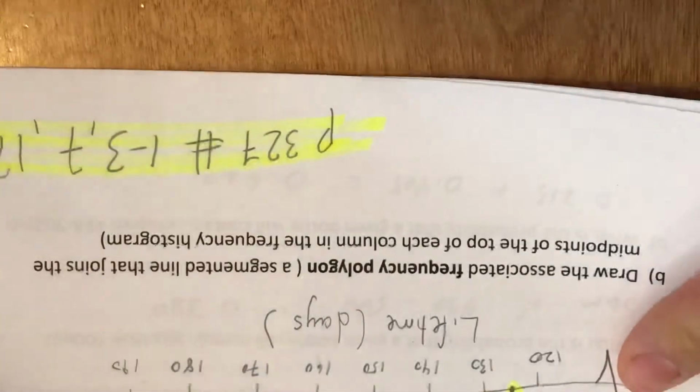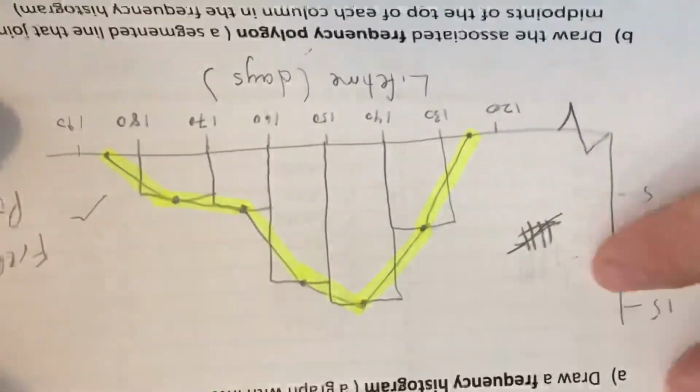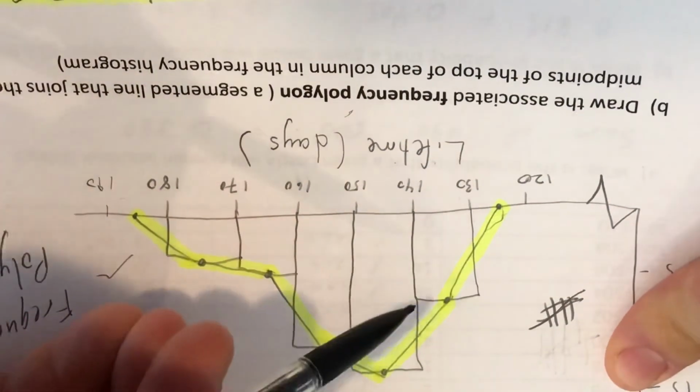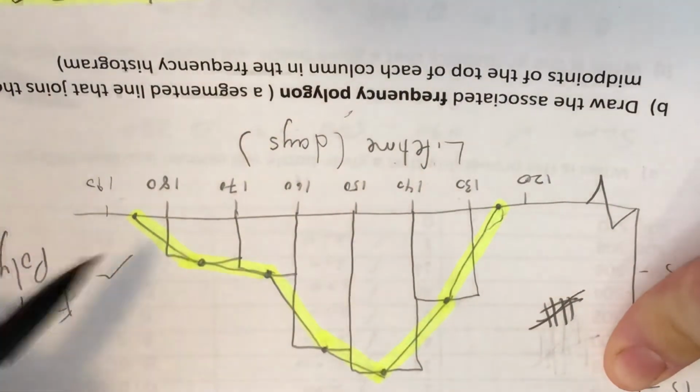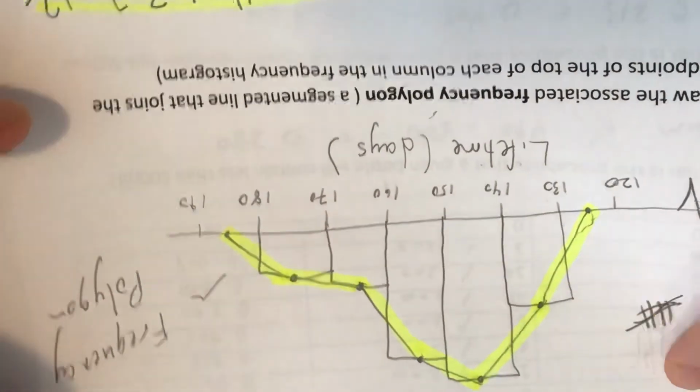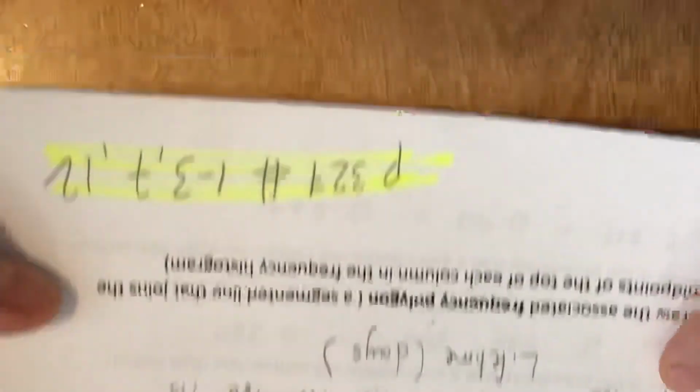And then it asks you to do a frequency polygon. So all you do is take the midpoints, 125, 135, 145, and then just join them with a nice line. And that's called a frequency polygon. Okay, so you're going to be asked to do that later.